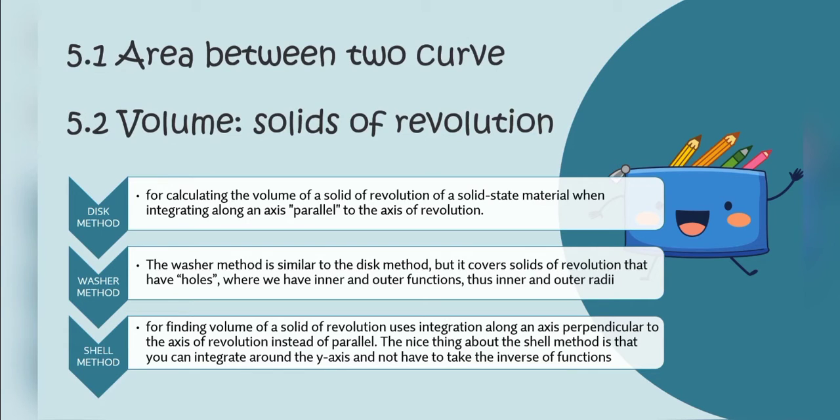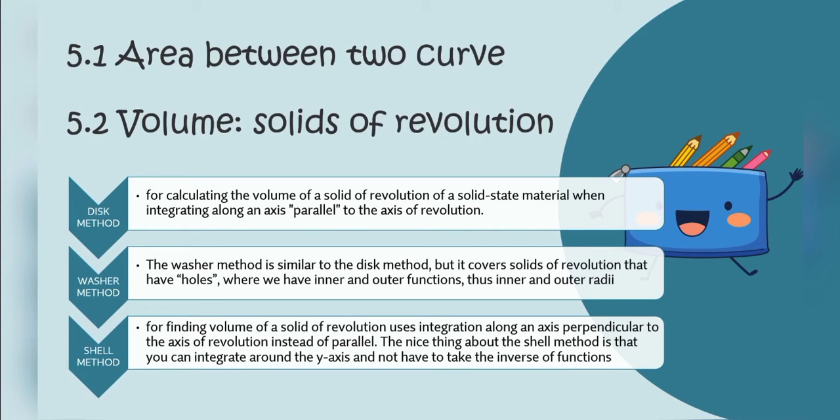In the application of integration, it has two subtopics. First is the area between two curves. Second, volume, solid of revolution. Under the volume, it has three methods that we use. First is the disk method. This method is for calculating the volume of a solid of revolution when integrating along an axis parallel to the axis of revolution.